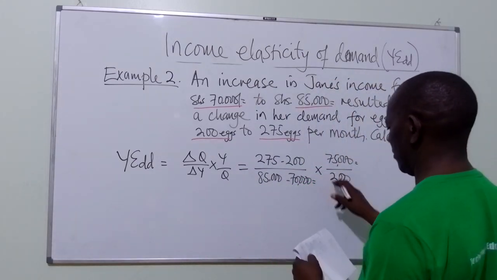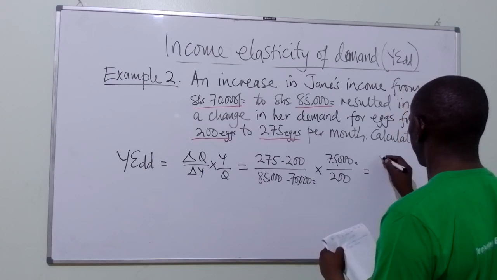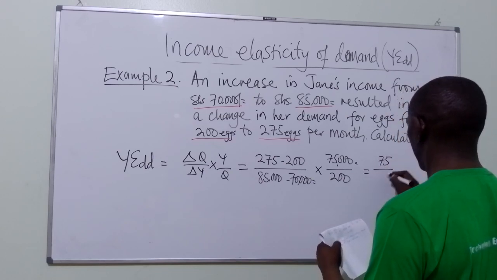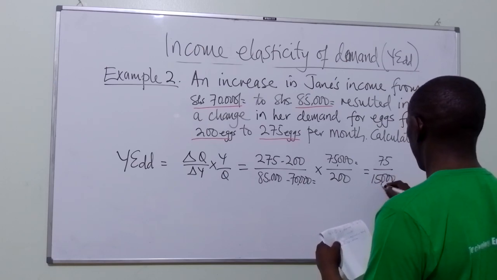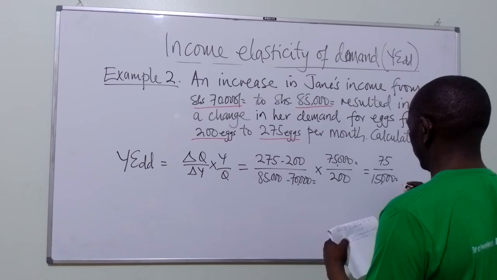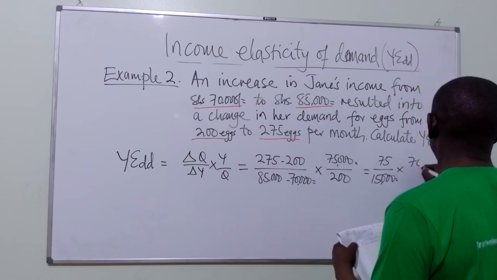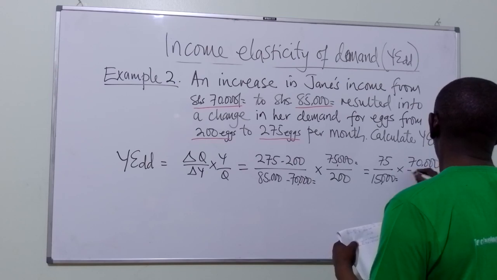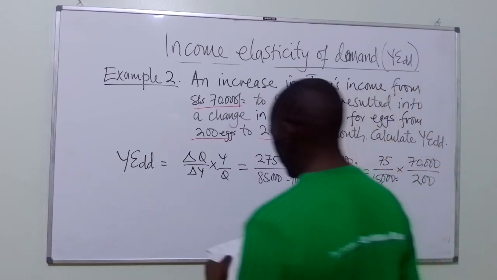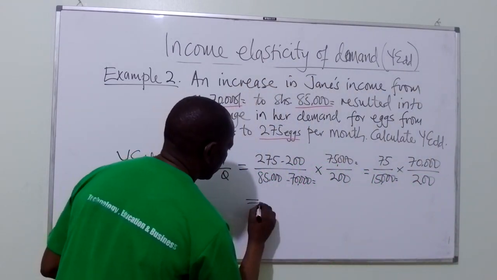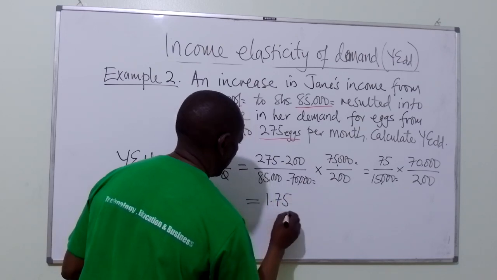And this one, we multiply it by that, and after that, what do we have? We have 75 over 15,000, then 70,000 over 200. What is this one going to give you? When you calculate using your calculator, you are going to get 1.7.